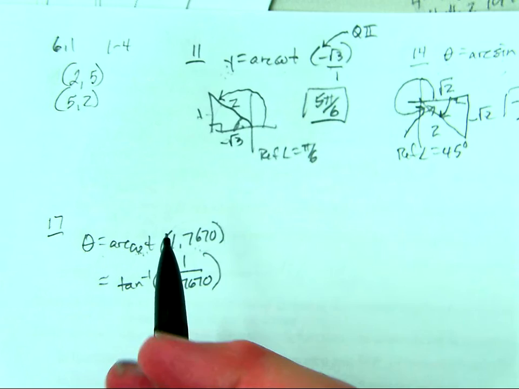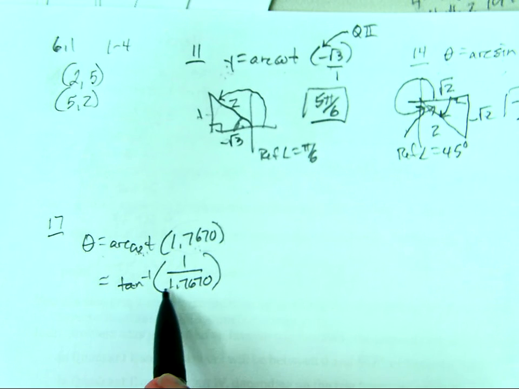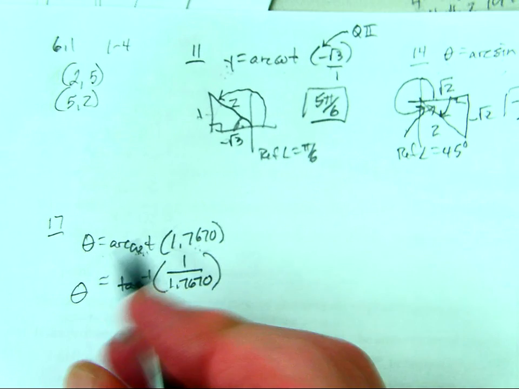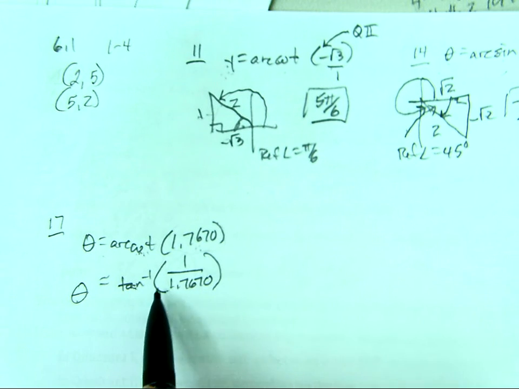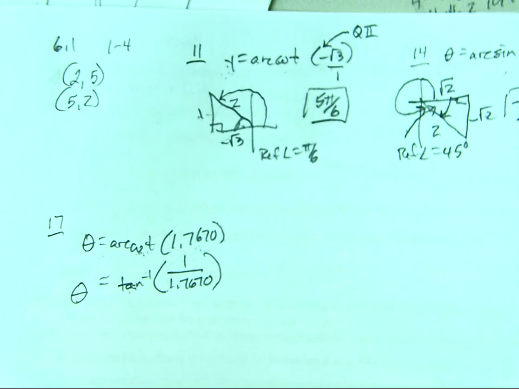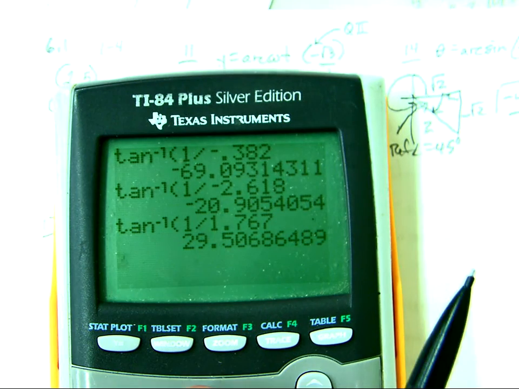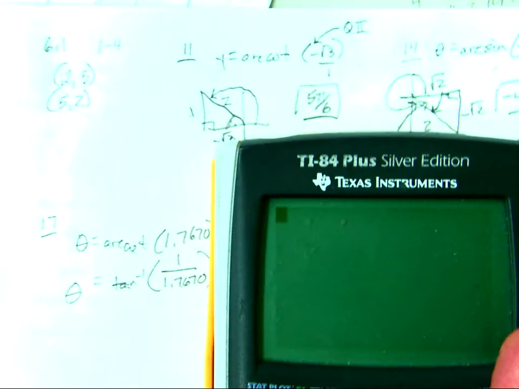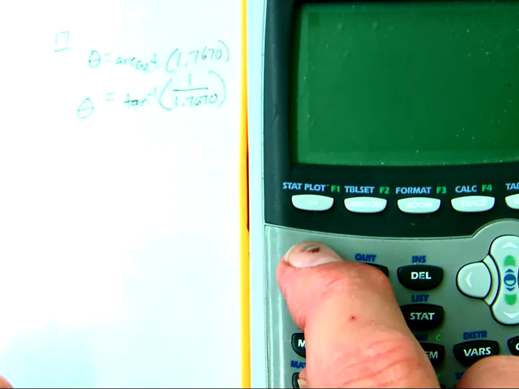So now this is what you want to punch into your calculator. You'll be tempted to put this inverse tangent down at the bottom, but it goes out front like this. Because now this means what angle has a tangent of this. So on your calculator, you would hit second tangent and then punch that in. So if I do that on my calculator, I want to make sure, check my mode. I want to be in degrees.